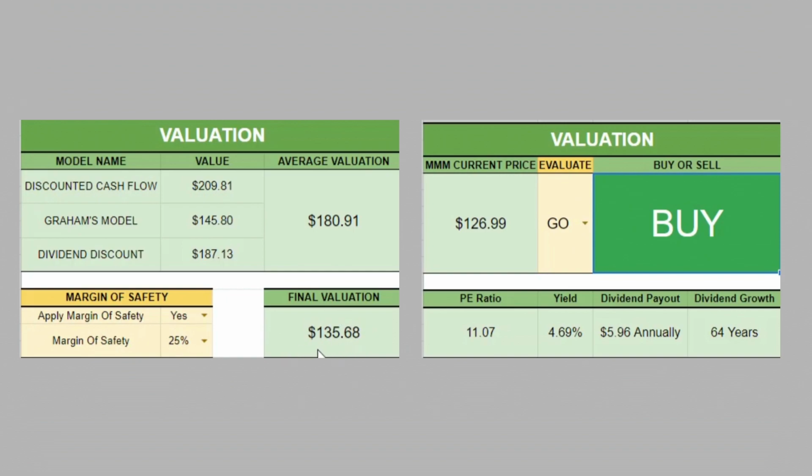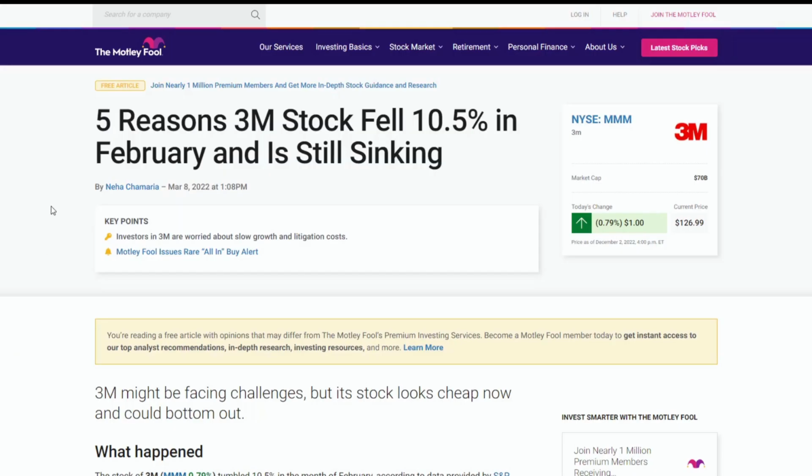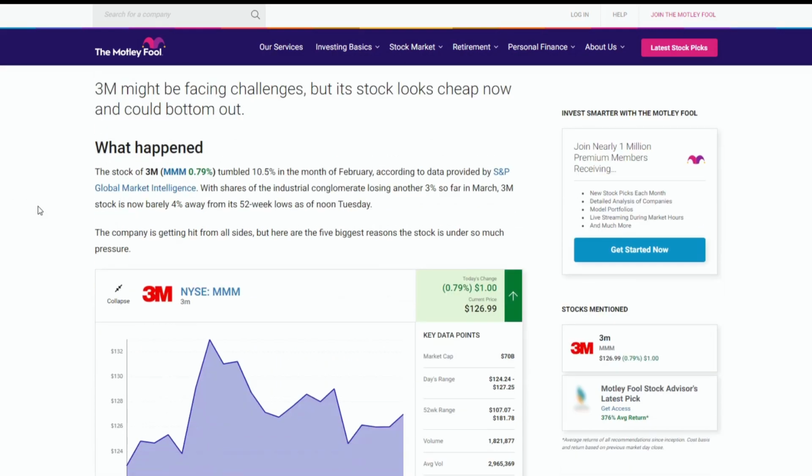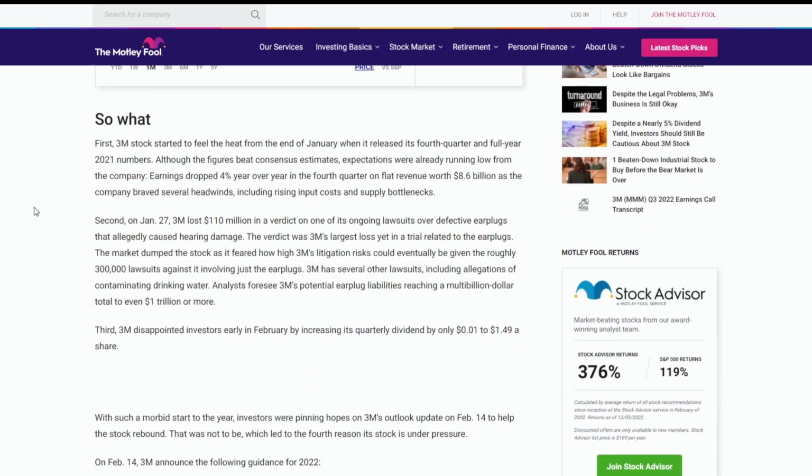Analysts are expecting around 300,000 lawsuits against 3M. That is the main reason this stock is severely undervalued right now. It might seem that with all these free cash flow numbers, the dividend payout, and the 64-year dividend growth, this stock is severely undervalued. With a quick Google search, you find very quickly why the stock is falling and has not come up to its current valuation according to its free cash flow numbers.